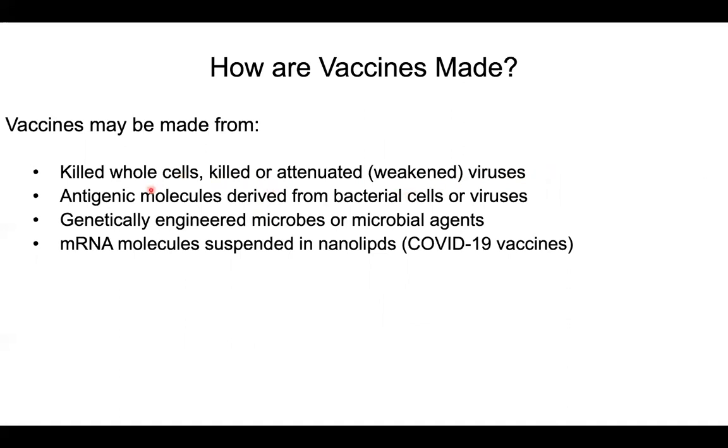You can have antigenic molecules that are derived from the bacterial cells or viruses. So it could be like parts of a bacterial cell or parts of a virus that are used. And then we can also have genetically engineered microbes or parts of microbes. So they can be natural or genetically engineered. And then also the very most recent type of vaccine that some of us have had some experience with are the mRNA molecules and the mRNA vaccines. And so we'll talk about that too.